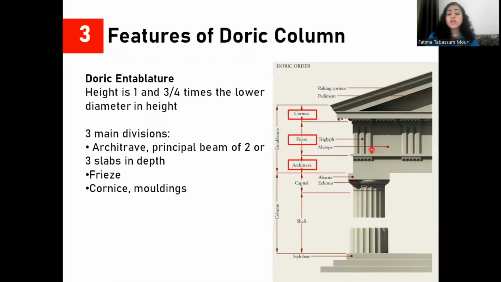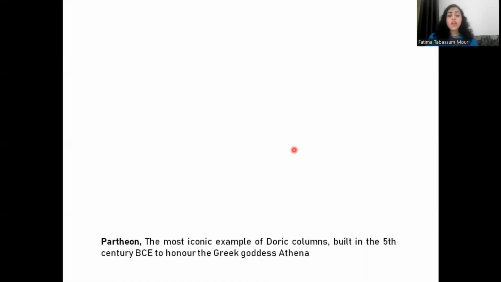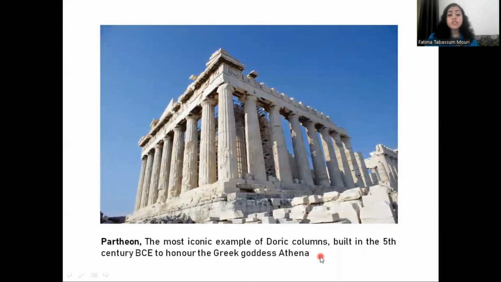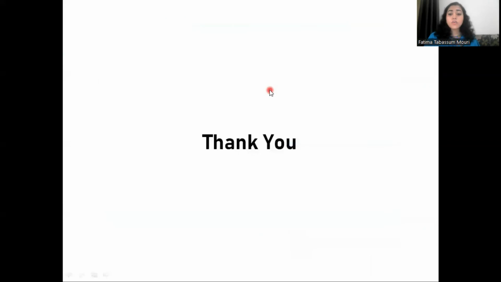These were the most common features seen in the Doric order, which made it distinct from the other orders, the Ionic and Corinthian orders. One of the most famous examples of using Doric columns in a temple is seen in the Parthenon. The Parthenon was a temple built in honor of the Greek goddess Athena. I hope this discussion gave you an ample insight into the Doric order. Thank you.